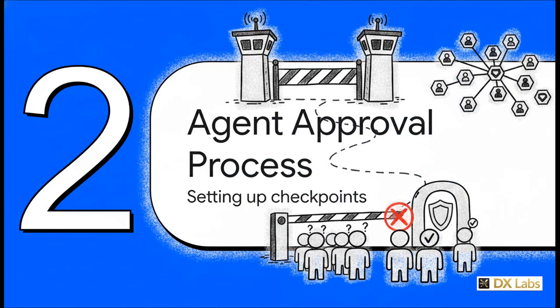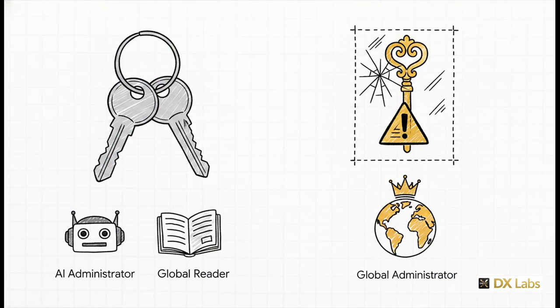Section 2. The Agent Approval Process. This is all about setting up border checkpoints. Think of a security badge system at a corporate headquarters. You wouldn't hand out the master key to everyone in the building, right? Well, for the exam, you must remember the principle of least privilege. To manage these agent approvals, you should utilize the AI Administrator role or the View-Only Global Reader role. You want to reserve the highly privileged Global Administrator role solely for absolute emergencies when literally no other role will work.